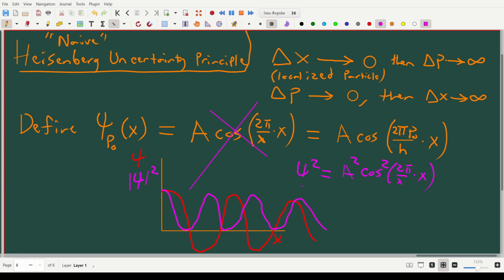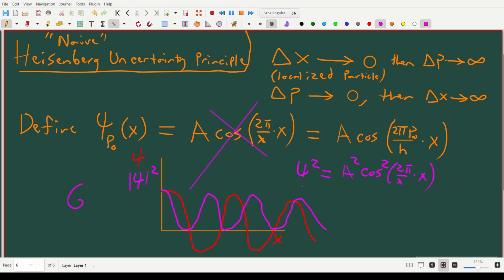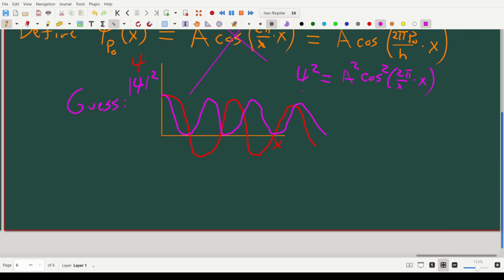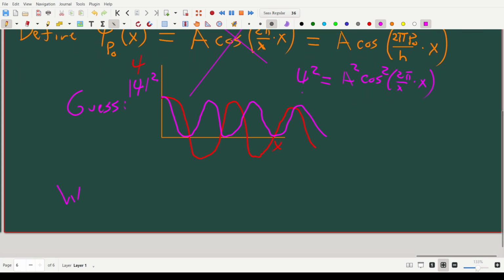Because what do I actually want? So this is my guess. Let me scroll down just a bit. What do I actually want? Well, again, I still want a sinusoidal wave function, because it's still a wave. So I'll write psi in blue and psi squared in green here.